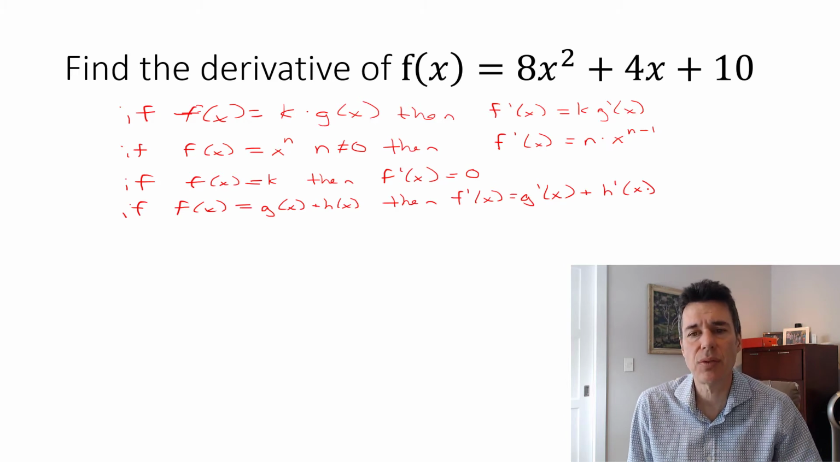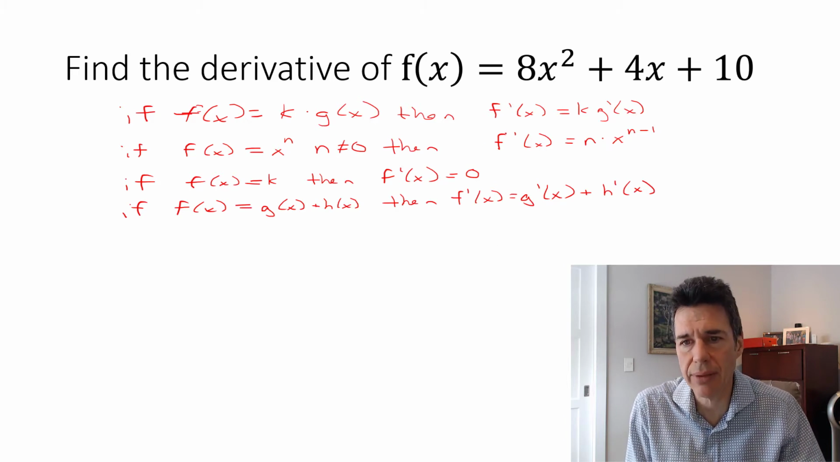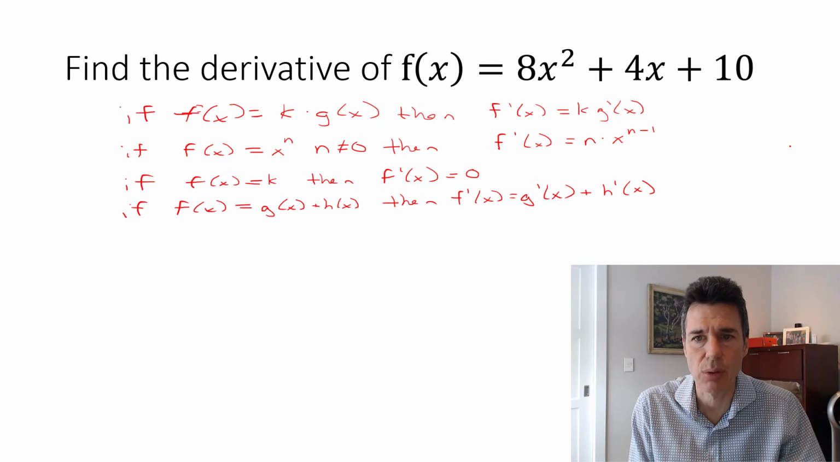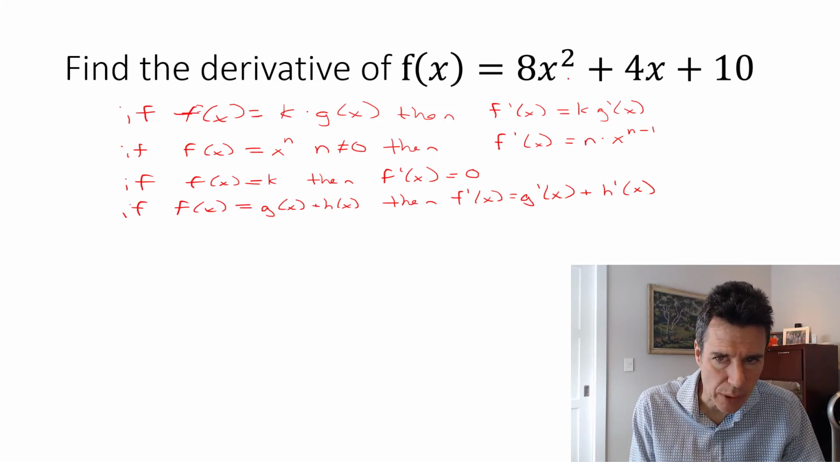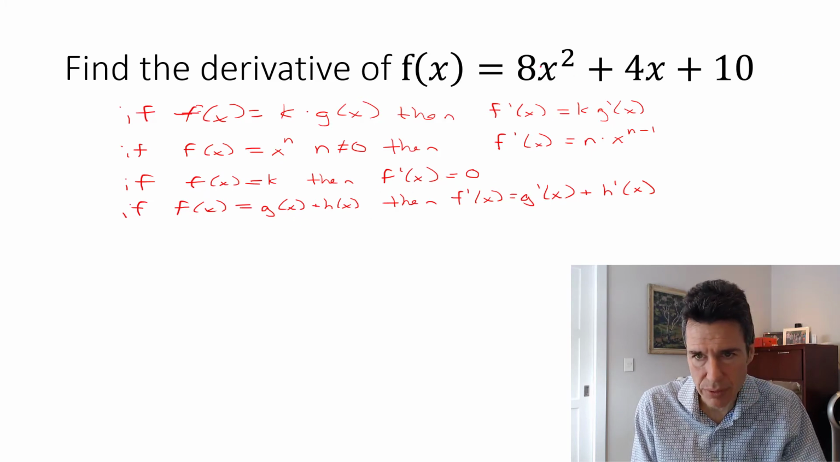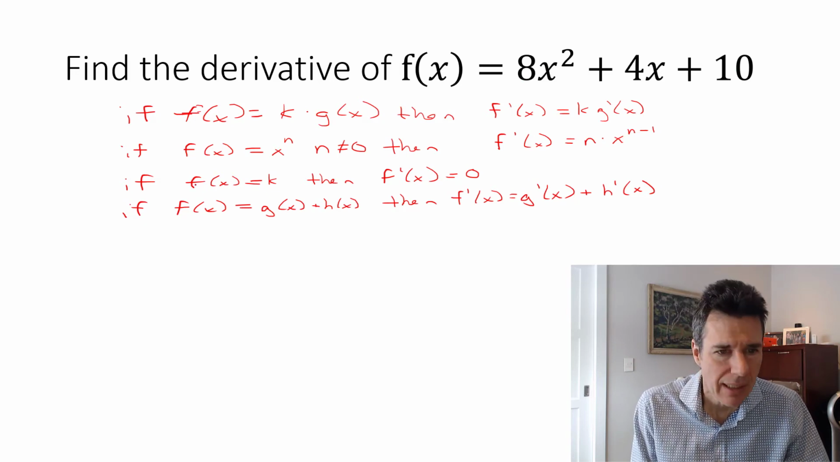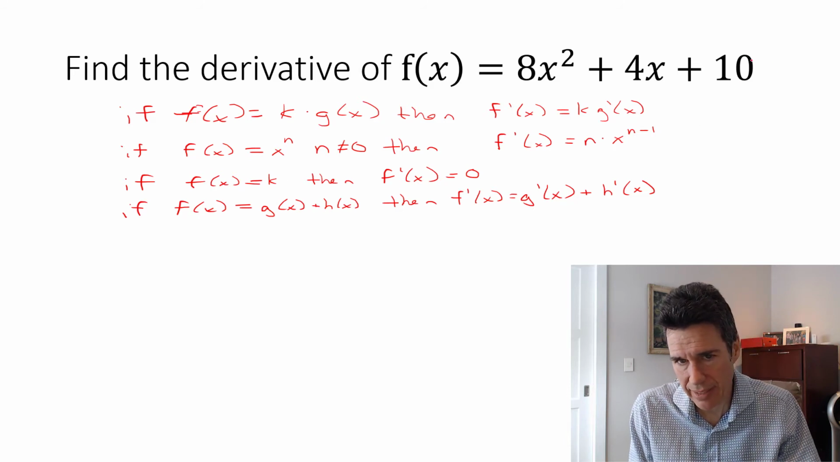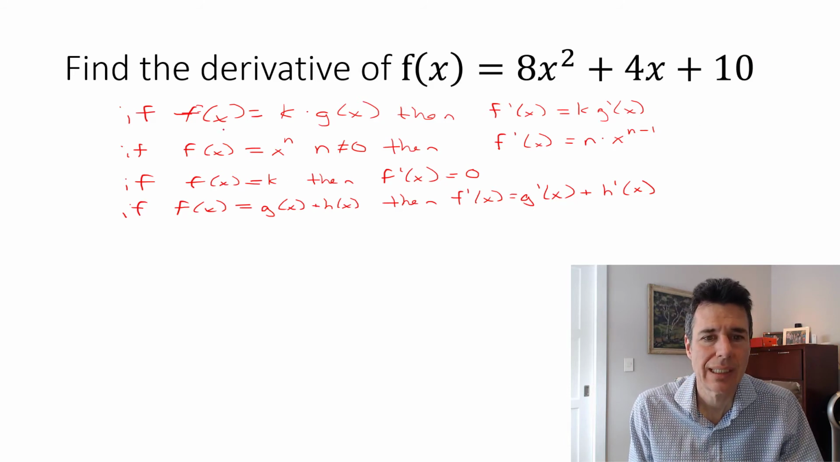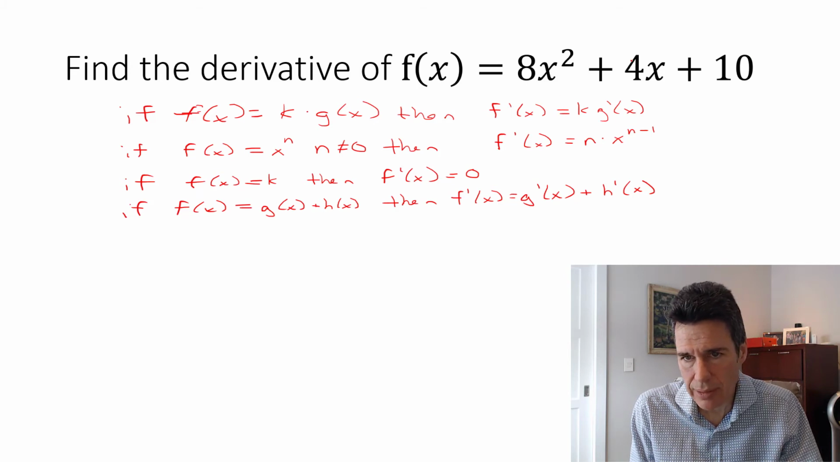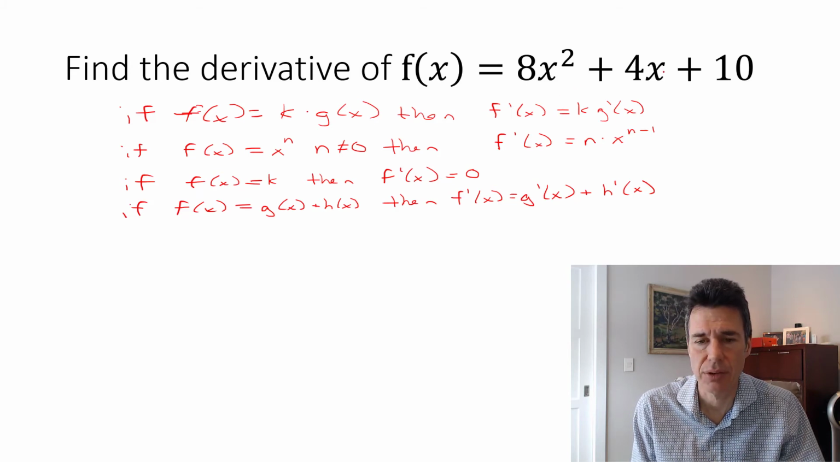So we're going to put these four properties of derivatives together to take the derivative of our quadratic equation. So this last one lets us take the derivative of each term individually and then add them up. Second to last lets us take the derivative of that 10. Combination of the first two let us take the derivatives of those first two terms.